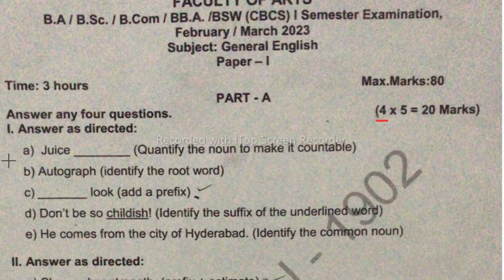So now let's start. First one, juice is there, so you have to quantify the noun. Juice is a noun. You have to quantify this noun to make it countable. We have already discussed this in our video on nouns. Juice, milk and sugar are uncountable nouns. To make an uncountable noun countable, we have to add certain words or phrases to it. As you all know, juice is uncountable, so we can make it countable by adding a glass of juice or a bottle of juice. So this will be your answer, a glass of juice or a bottle of juice.